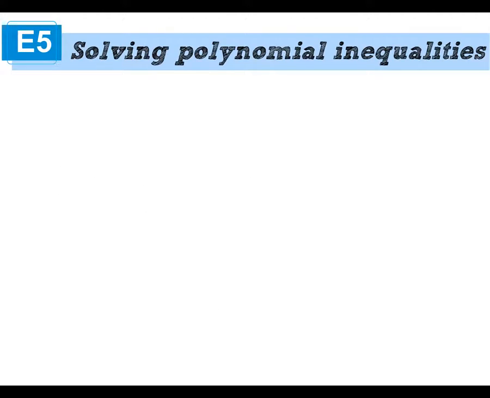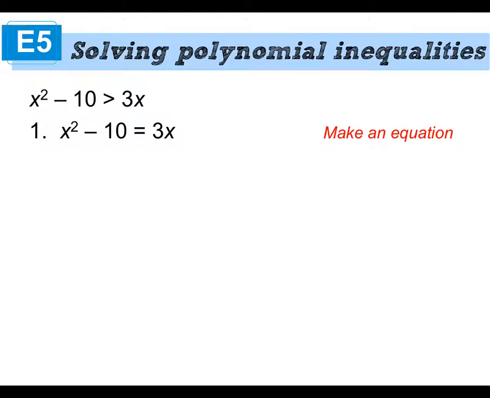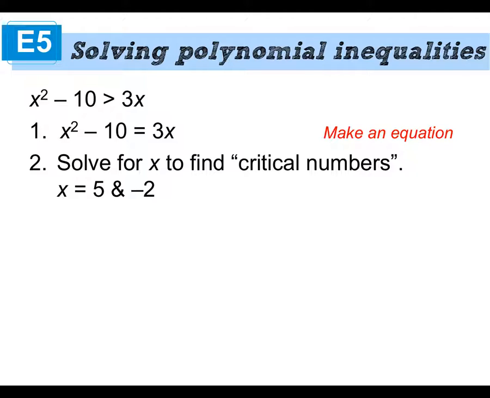Okay. So, solving a polynomial inequality. First things first, turn it into an equation. Solve that equation. When I solve this equation, I get two answers, 5 and -2. Those become what's called critical numbers. You've heard that phrase before, right? Okay, good. You're going to hear that phrase a lot. It's a crucial concept in calculus, this idea of critical numbers.